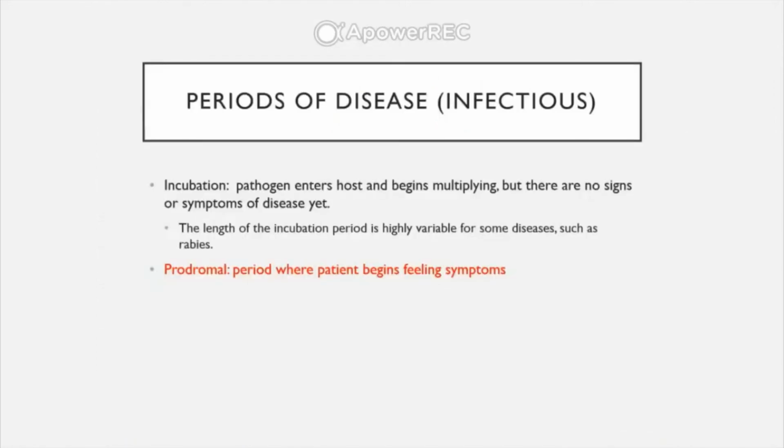Okay, so let's cover these individually. We have the incubation period where the pathogen enters the host, begins multiplying, and again, there are no signs or symptoms of disease yet. The length of incubation period can be highly variable for some diseases, such as rabies, which is a very rapid onset. Next is the prodromal period, and this is where the patient begins to feel symptoms.